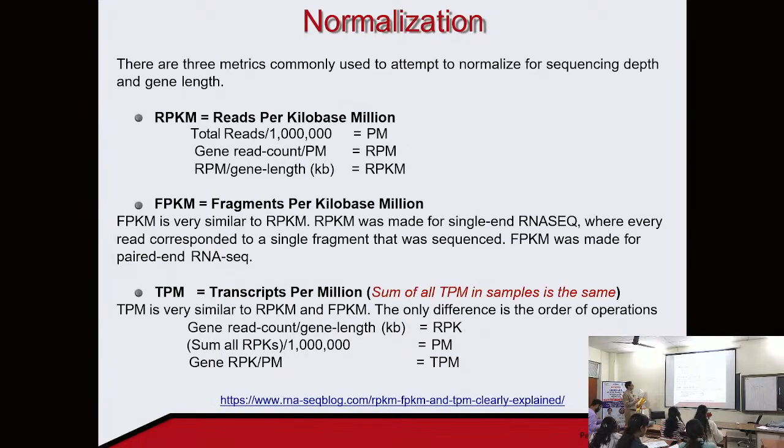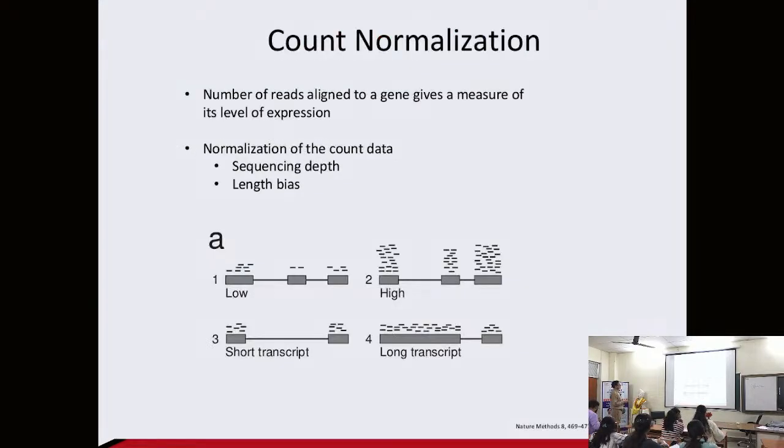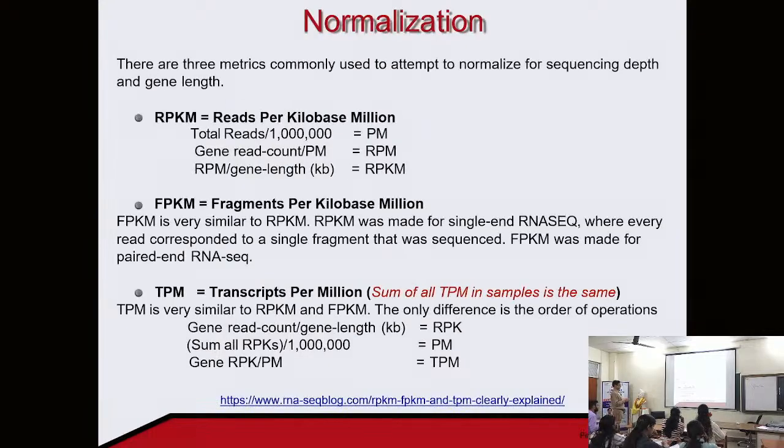Okay. So here are the metrics which consider normalization for sequencing depth and length bias. The first one is RPKM. RPKM is for each gene or each transcript. Reads per kilobase of transcript.